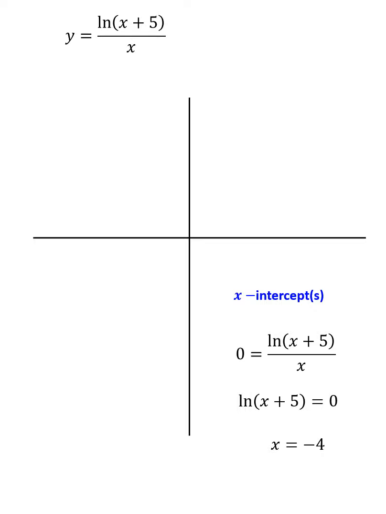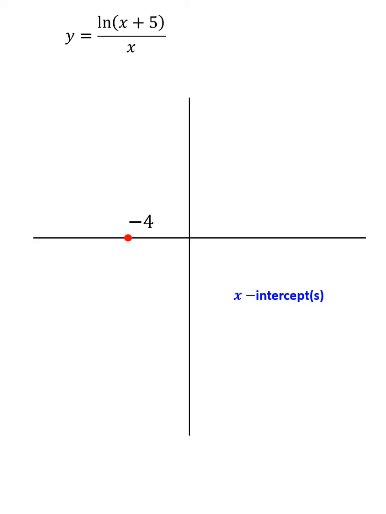There's no math procedure here. We're simply looking at the function and saying, oh look, if x were -4, the argument would be 1, and the natural log of 1 is 0. Therefore, that's the solution to this equation, and therefore x equals -4 is my intercept.